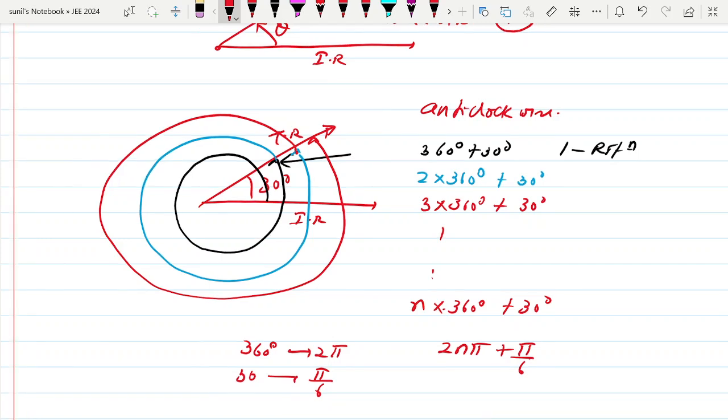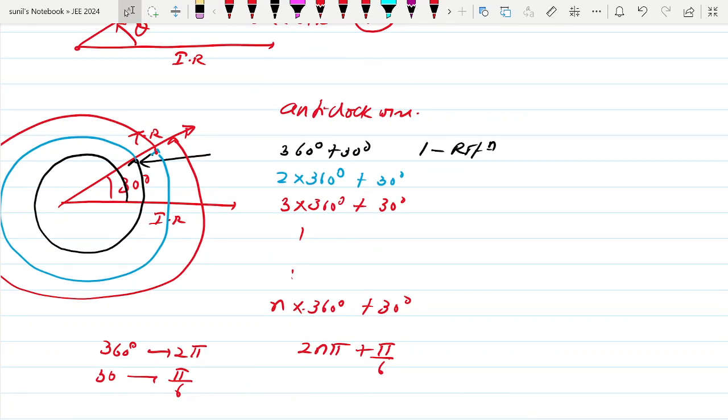Now here, if you see, the angle goes from where to where? This n can tend to infinity also. So here, angles are varying from where to where? 0 to infinity.